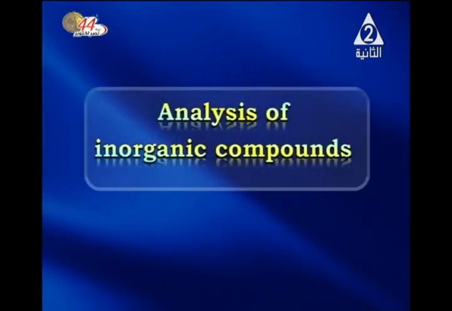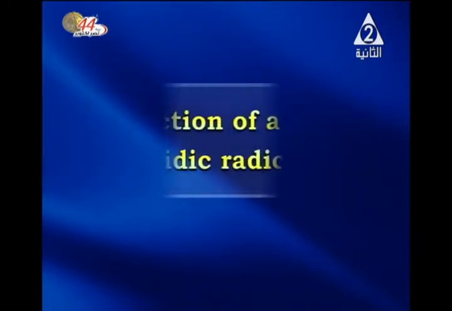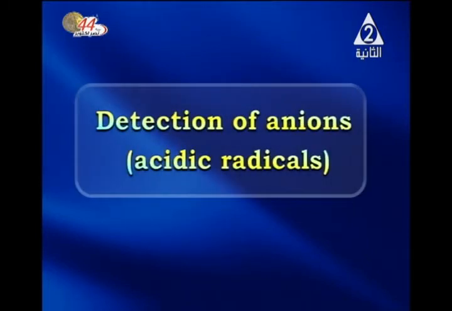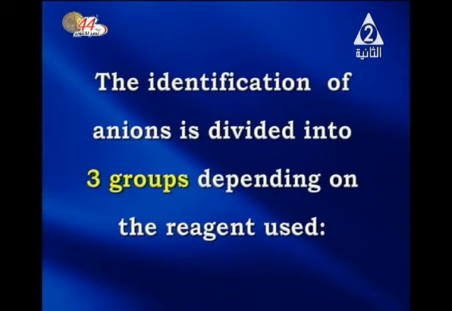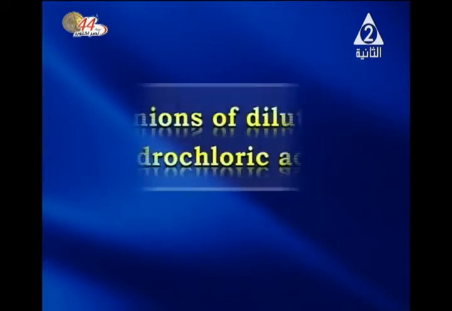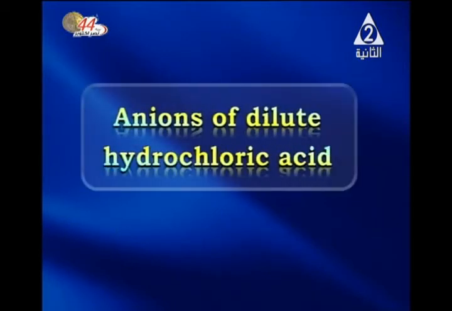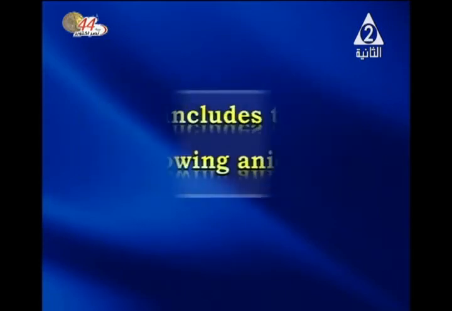Now we are going to discuss the analysis of inorganic compounds. The detection of anions or acidic radicals. The identification of anions is divided into 3 groups depending on the reagent used. Today we are going to discuss the anions of dilute hydrochloric acid.